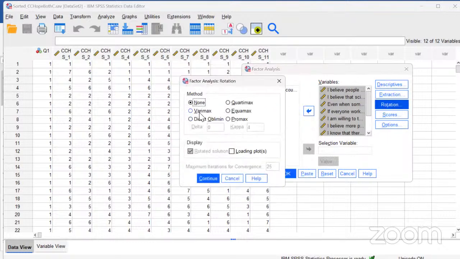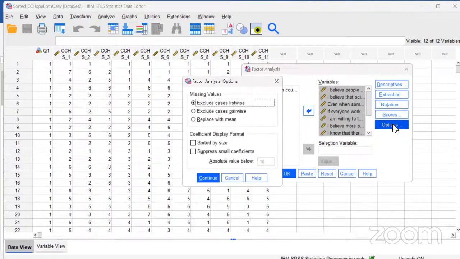In terms of rotation, I'm going ahead with varimax rotation. Amit sir was asking about the factor loading. So this is what I'm doing here. Every item will load on a factor. I am suppressing all the factor loadings which are less than 0.4. So if any item has a factor loading less than 0.4, it will not appear on my factors. So I'm suppressing small coefficients below 0.4.